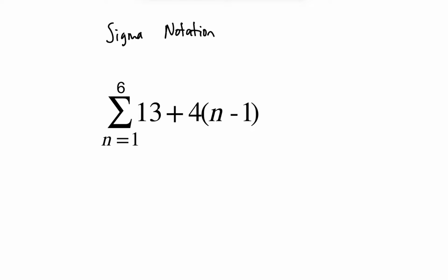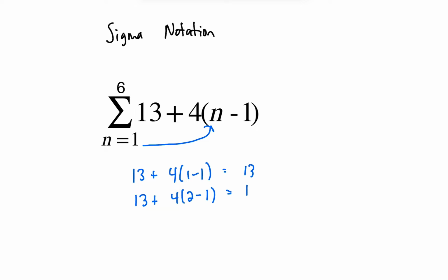So all you do is you take this first number and you plug it in. When I say the first number, I mean the number on the bottom, where it says n equals 1, you plug that in. So we do 13 plus 4 times 1 minus 1. When I do that, I get 13. And then I plug in 2. I'm going to go up to the next number, so it'll be 13 plus 4 times 2 minus 1. When I do that, I get 17.